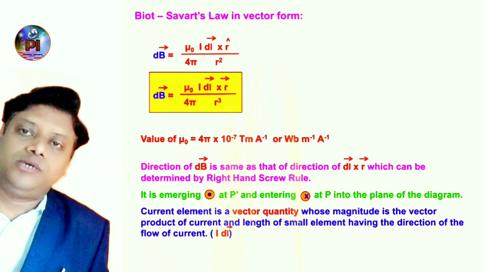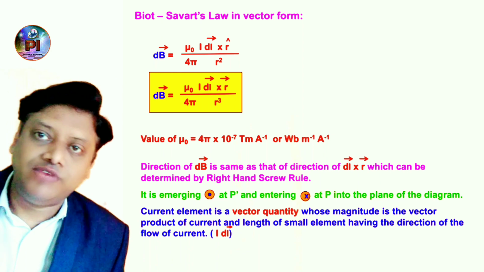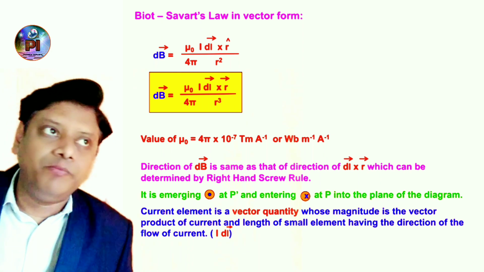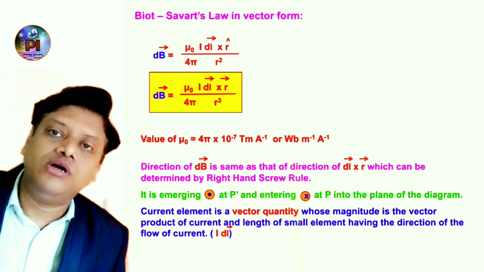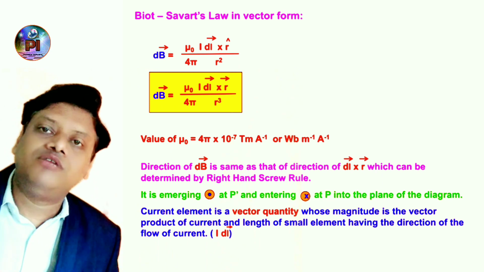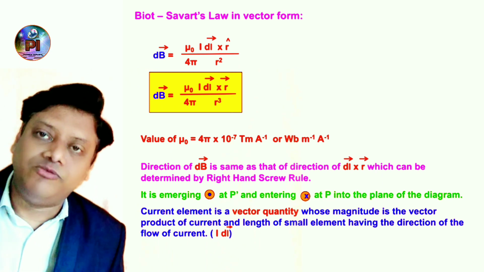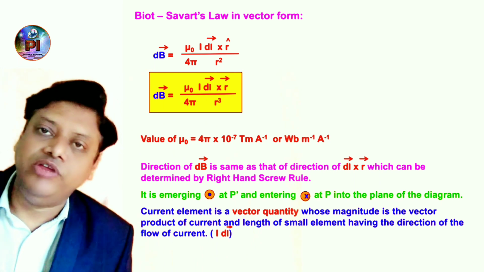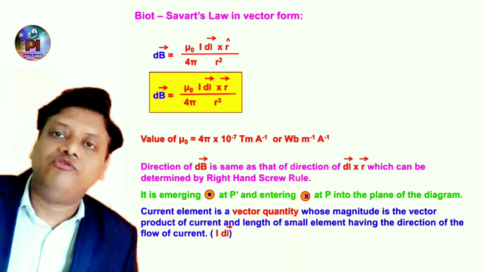After this, we come to one of the applications of Biot-Savart law, that is the magnetic field due to a current carrying straight conductor. In this, we will imagine one straight conductor which is carrying current, suppose in the upward direction, and we will find out the magnetic field due to this conductor at a far off point.